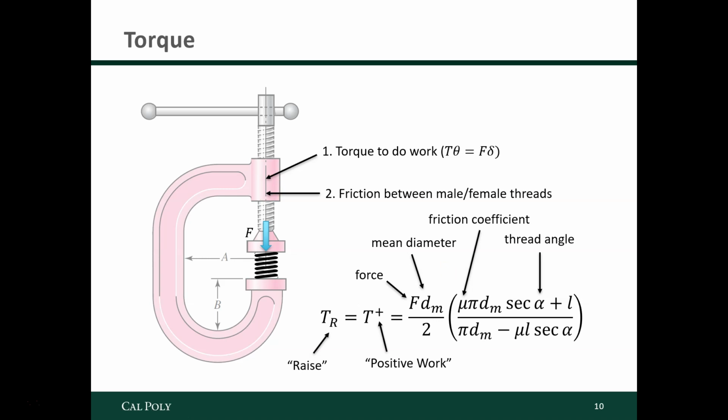For an Acme thread, it's going to be 14.5. And finally, we have the lead. So if we have all those parameters, we can plug and chug and we can find out how much torque is required to apply that much force, whatever force we need. Or we could turn this around, right? We could figure out how much force we can apply with a given torque.